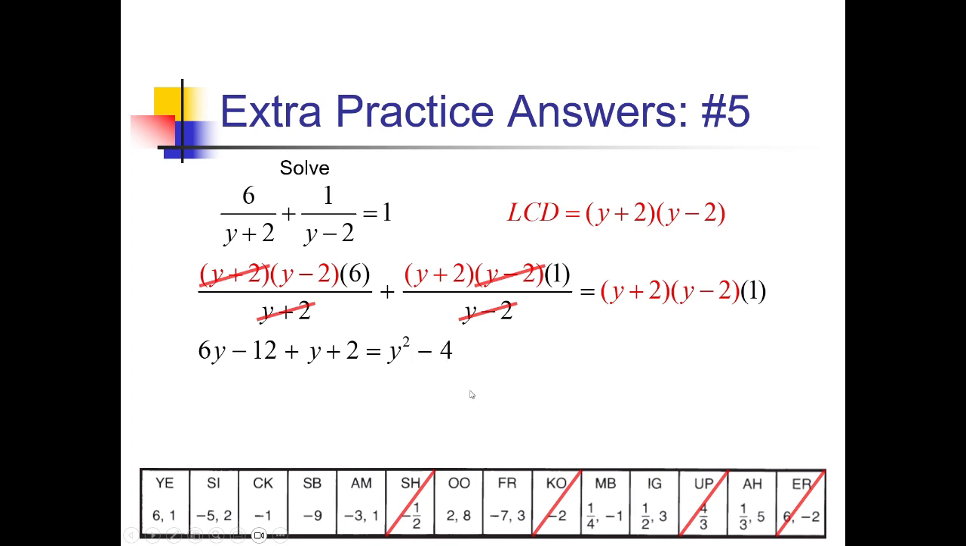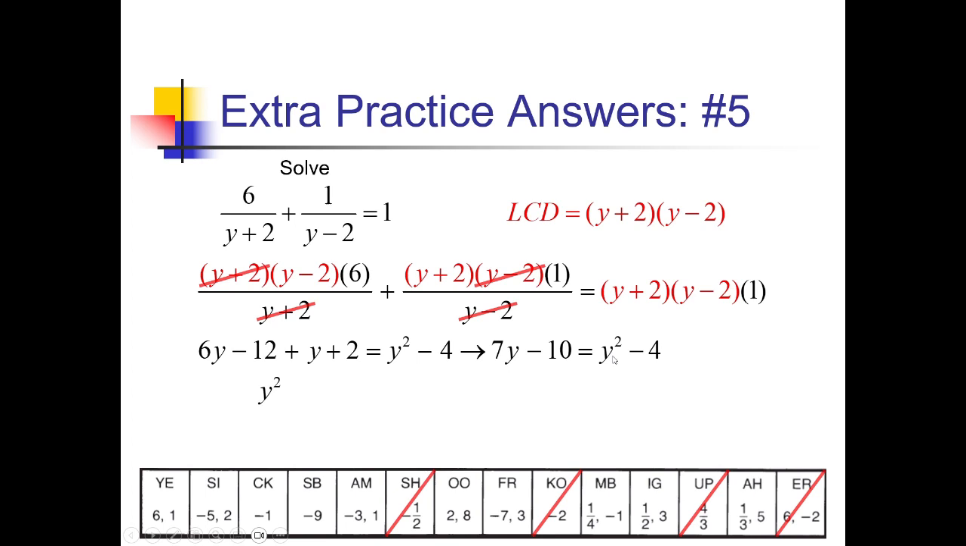Now we have to get everything over on one side in order to factor this since we have a quadratic. I'm going to keep stuff over on the right side here. So this y squared isn't going anywhere, but I'm going to pretend it's on the left side when all is said and done. Well, actually, let me simplify this a little bit first. So we have a 7y minus 10 equals y squared minus 4. And now let me move everything over. No need to do everything in one step if I don't have to.